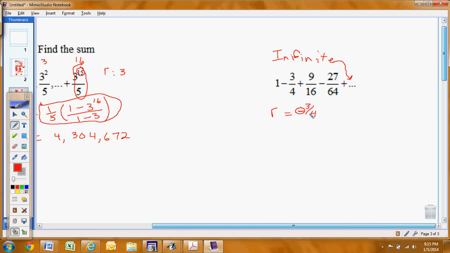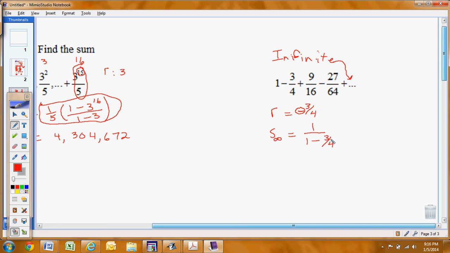If r is negative 3/4, that is a number between -1 and 1. Therefore, it will have an infinite summation. So let's try to find it. The formula for the sum of an infinite geometric series is a1, which in this case is 1, over 1 minus r, which in this case is 3/4.